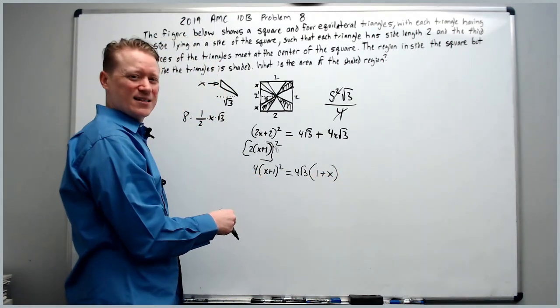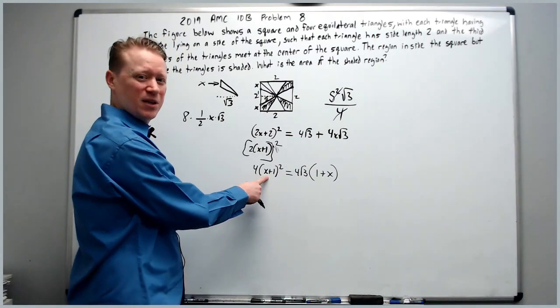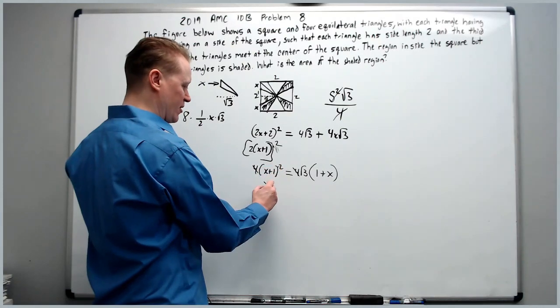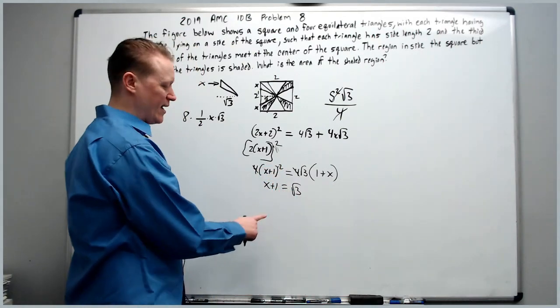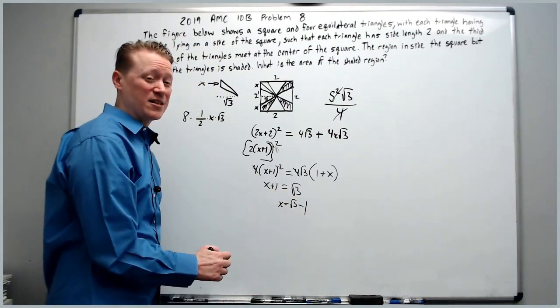Now we know that x is not 0 or anything like that, so we don't have to worry. We can just cancel one of these x plus 1's out, along with the 4. So the (x plus 1) squared here just becomes x plus 1 equals root 3. And now we're going to subtract 1: x equals root 3 minus 1.